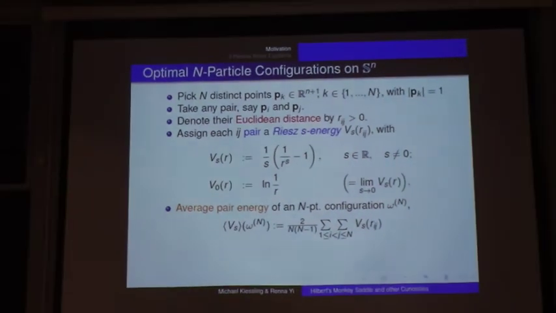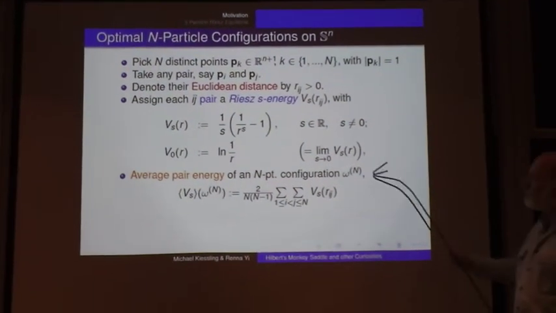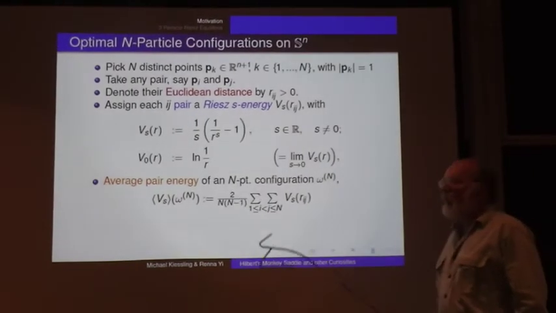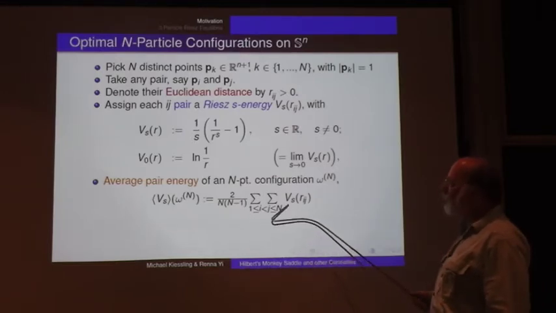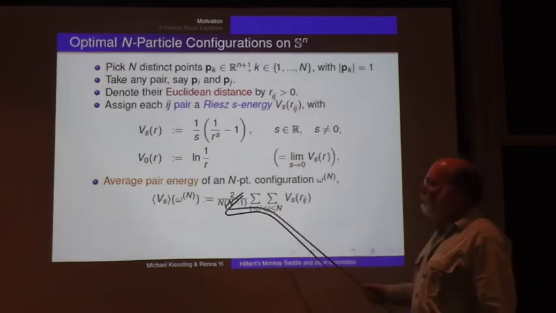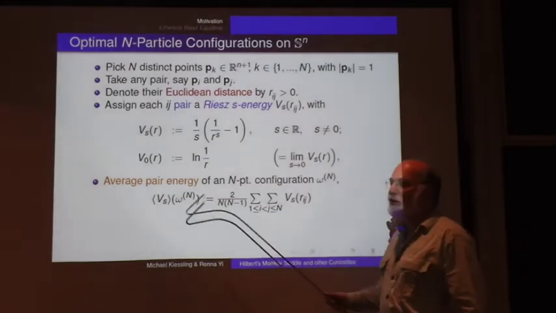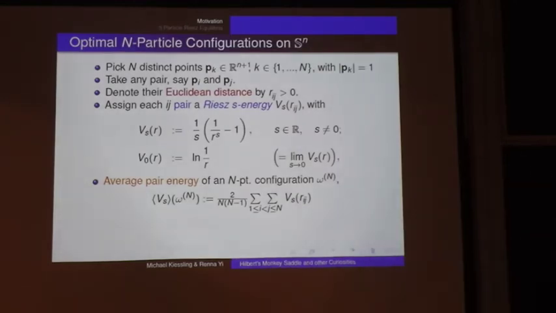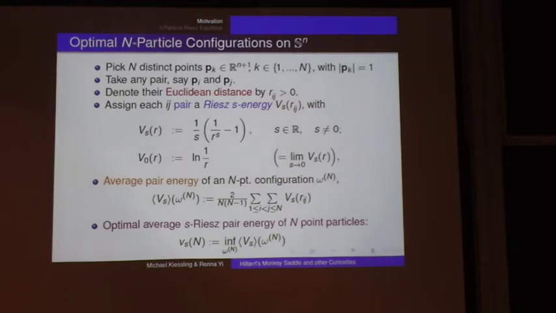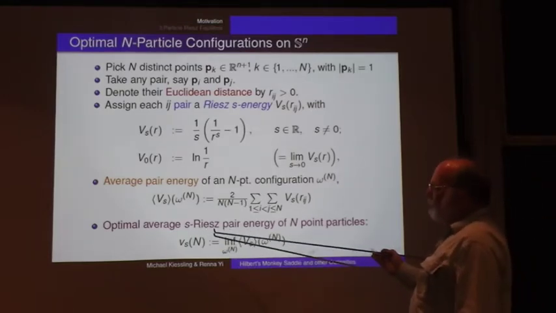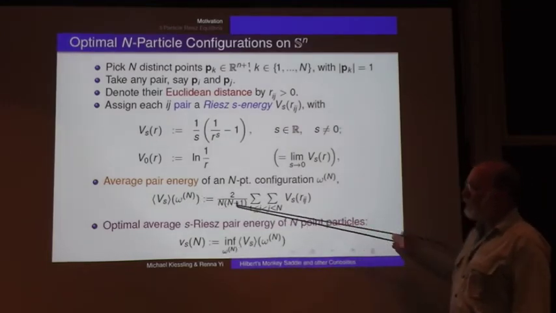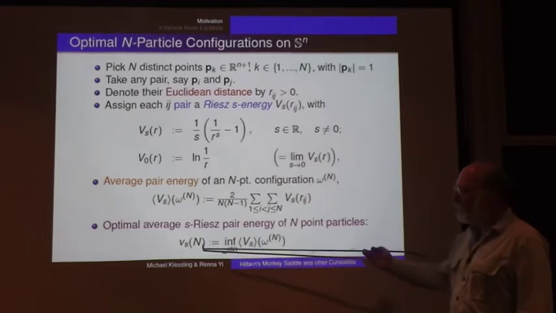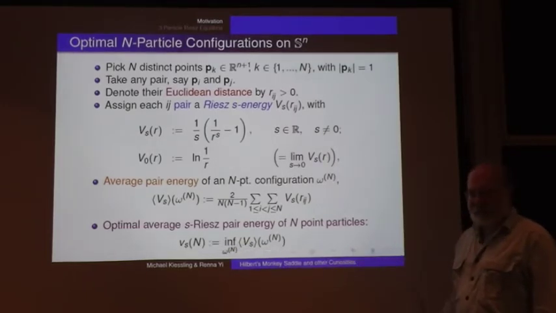Now you take an N-point configuration and you define the average pair energy. You have in total N choose 2 pairs, so you sum over all distinct pairs the pair energies in the configuration, divide by the number of pairs, and call that the average pair energy of an N-point configuration. Moreover, you define the optimal average s-Riesz pair energy of an N-particle system by asking what is the infimum of this expression over all possible configurations, and you call that little v_s of N.